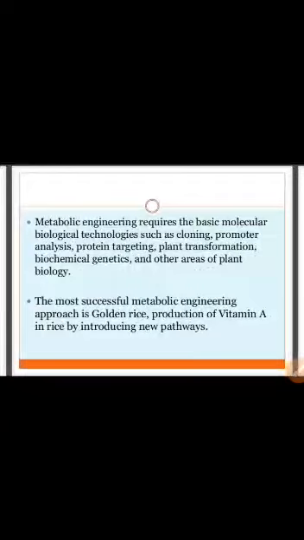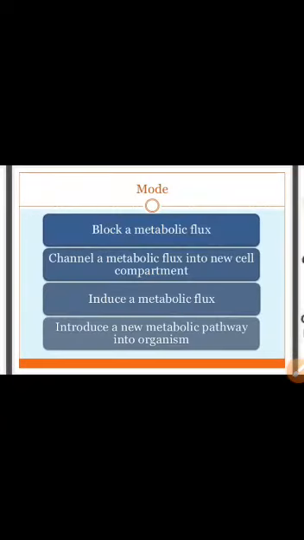Why is it called golden rice? Because it involves the production of vitamin A. Vitamin A is getting introduced in golden rice, which is a major successful engineering approach. And by introducing new pathways, by using a different pathway, we have introduced vitamin A into golden rice. Now what is the motive behind doing genetic engineering or genetic modification in microorganisms?